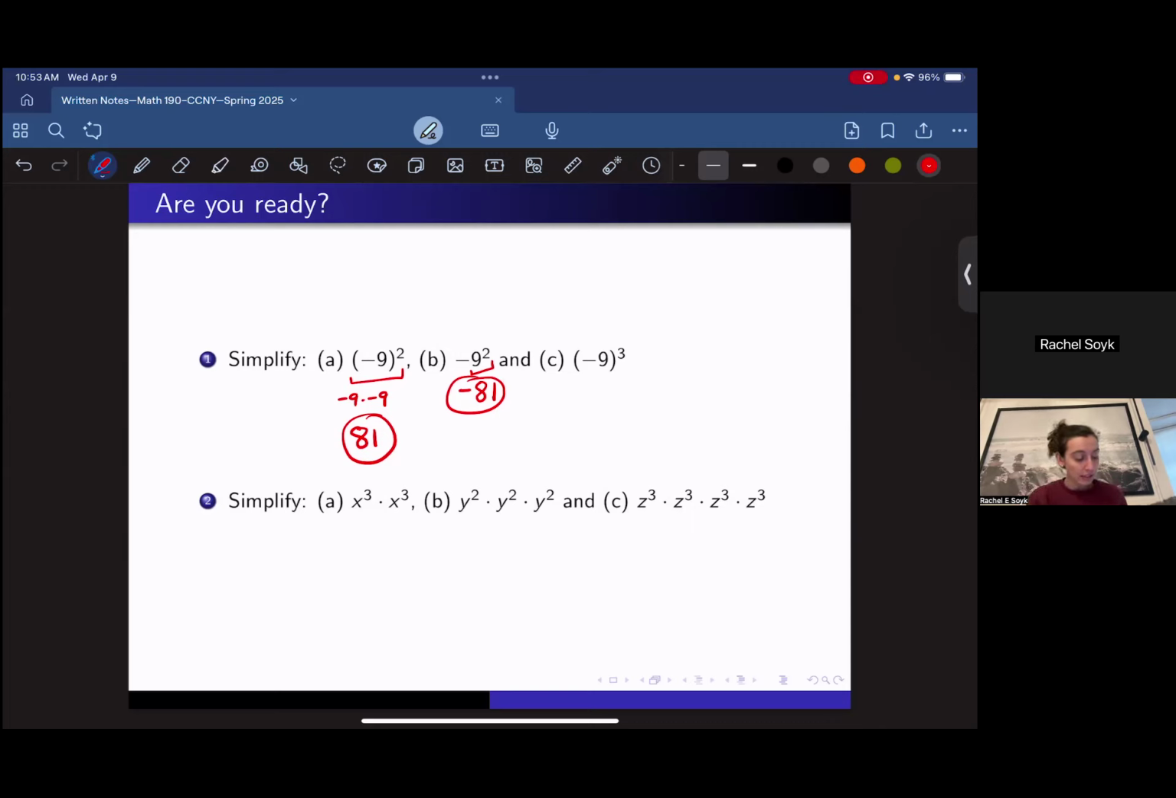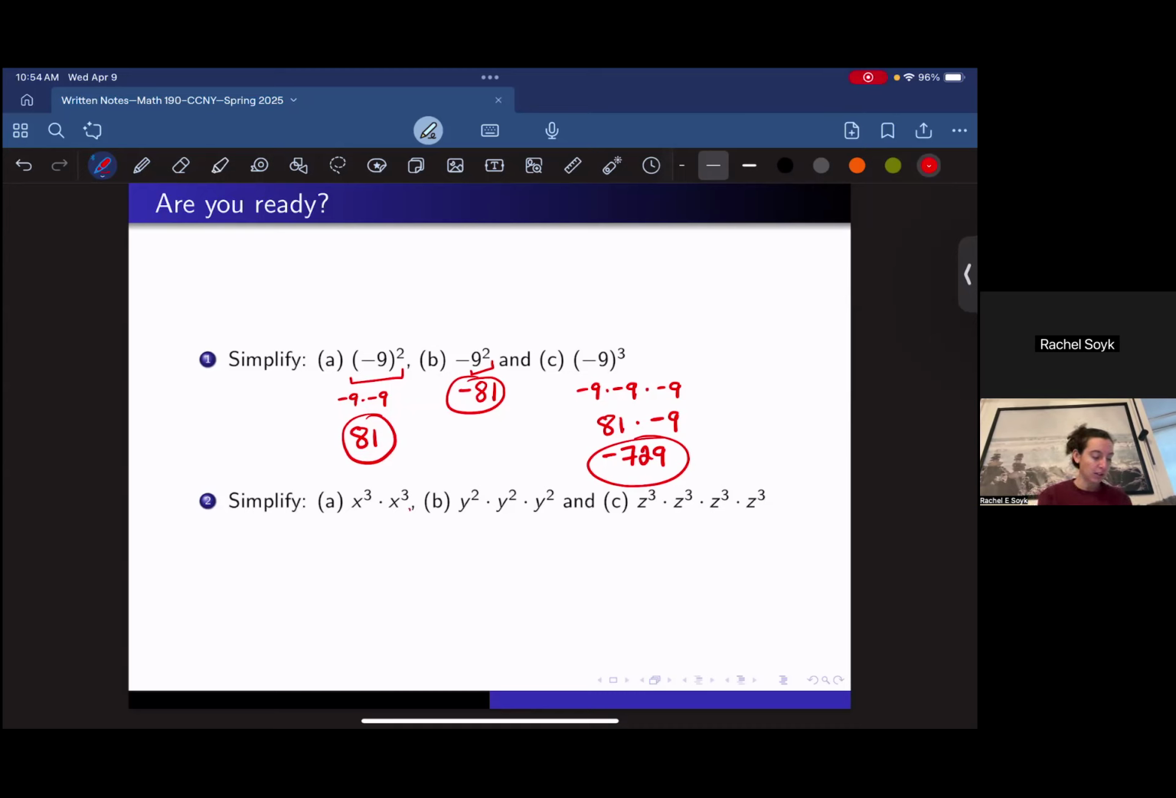And then part C, we are looking at a cube now, where we have -9 times -9 times -9, which gives you a +81 times -9. And then a positive times a negative is a negative, and 81 times 9 is 729. So our final result is negative 729. And we're done. Let's move on to question 2.